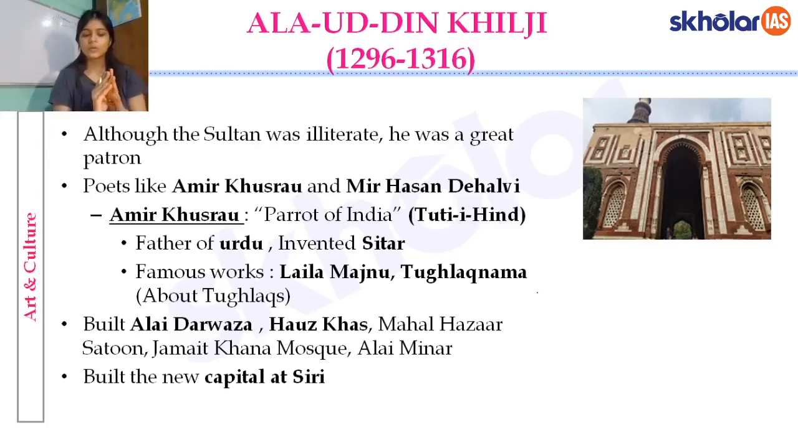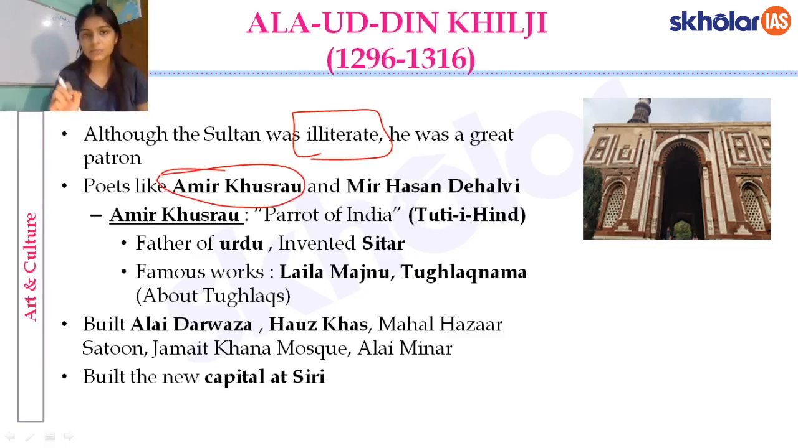Now we're going to talk about the contribution of Alauddin Khilji towards art and culture. So you see, the Sultan himself was illiterate. He was not literate, but he was a great patron. He wanted to have all these great poets and etc. at his court. So he had two great poets that you should remember: Amir Khusro, an extremely important cultural figure, and Mir Hasan Dehlvi, again an important name.